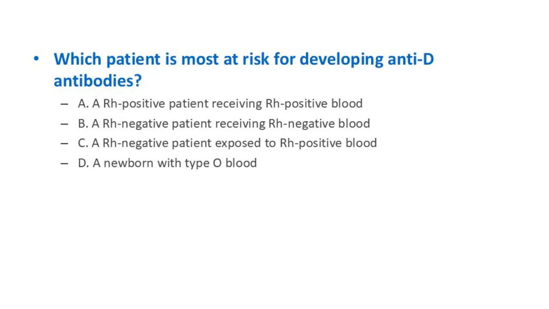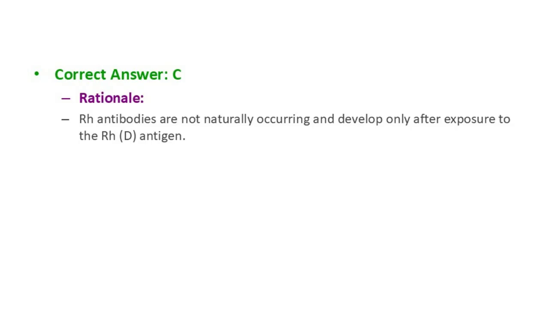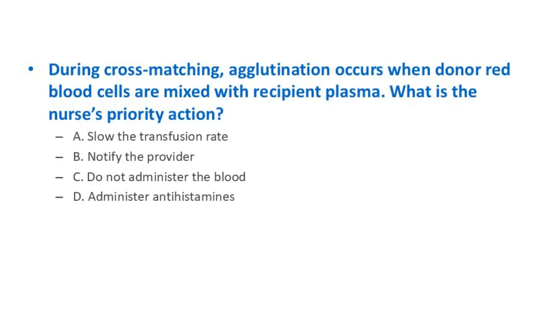Question 3. Which patient is most at risk for developing anti-D antibodies? A. A rhesus positive patient receiving rhesus positive blood. B. A rhesus negative patient receiving rhesus negative blood. C. A rhesus negative patient exposed to rhesus positive blood. D. A newborn with type O blood. The best answer will be C. A rhesus negative patient exposed to rhesus positive blood. The reason is because rhesus antibodies are not naturally occurring, so they only develop after exposure to the rhesus D antigen.